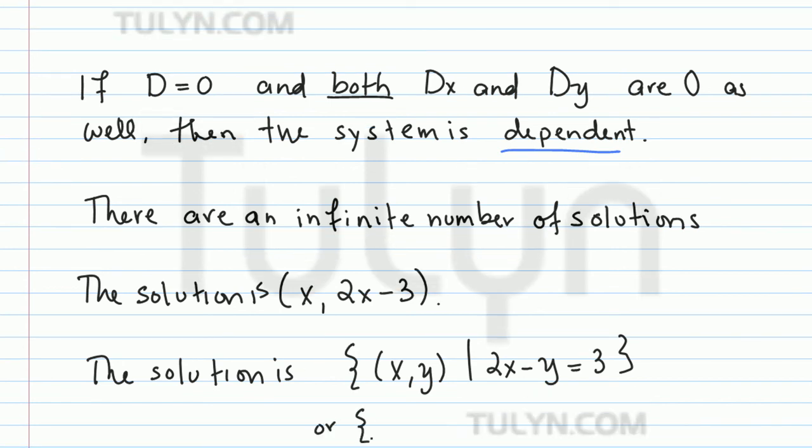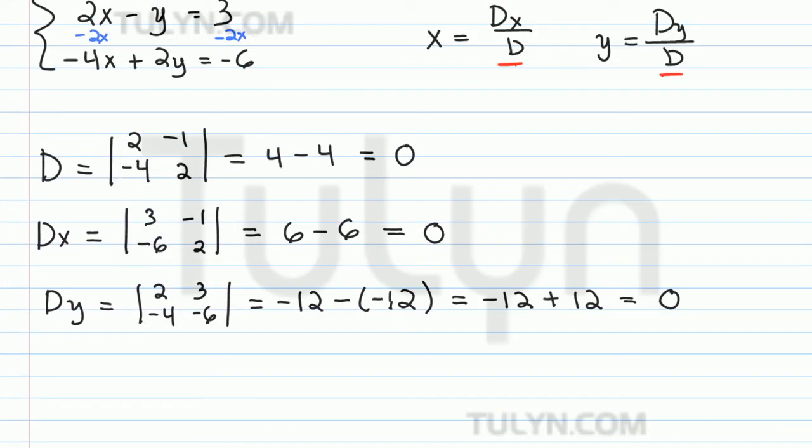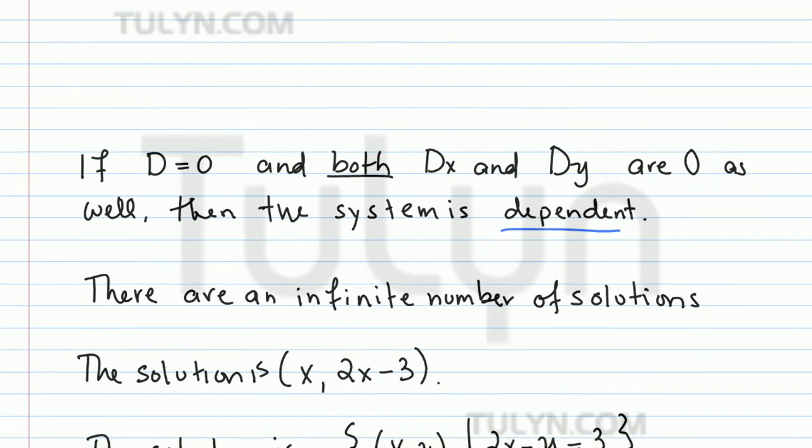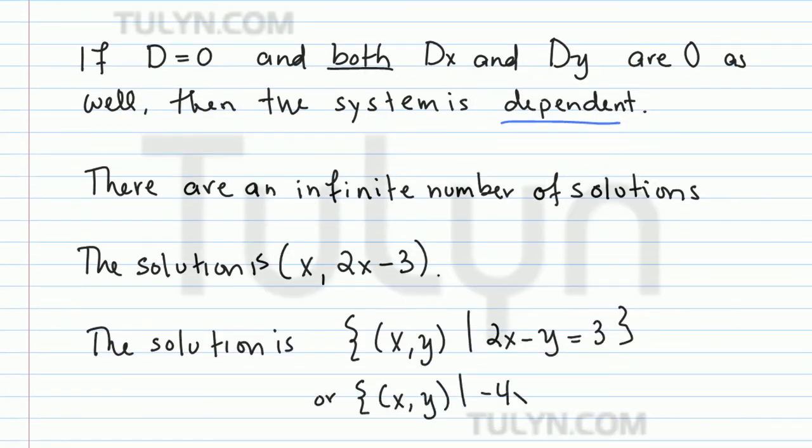Or, if you like the other equation better, you can write it as the set of all points x comma y such that the second equation is satisfied. So what's the second equation? Minus 4x plus 2y is equal to negative 6. So there's 3 possible ways to write down the solution set, but we know that in all cases it leads to there being an infinite number of solutions, which is the definition of being a dependent system.